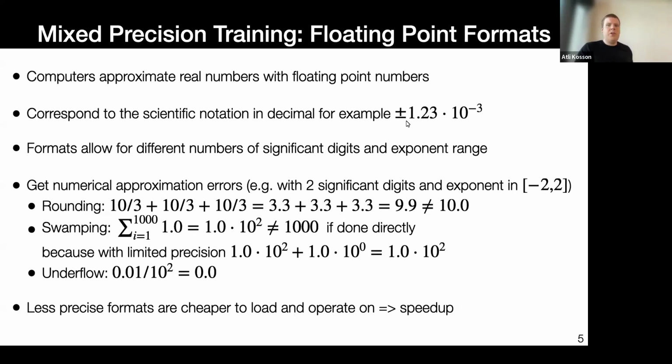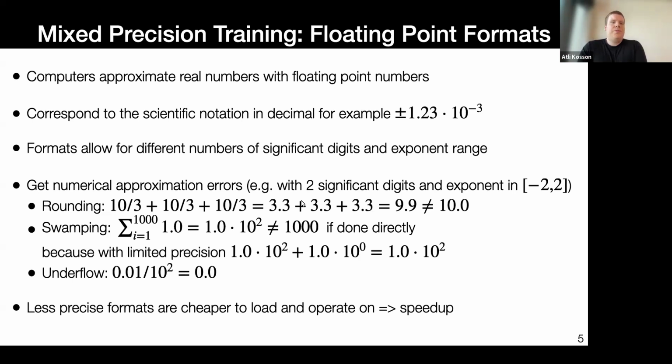You have a sign for the number. You have some sort of normalized number in the range from 1 to 10 for decimal, from 0 to 1 for binary, and then you have some exponent here. Essentially, different number formats will have a different number of significant digits and a different range for this exponent. So some number formats cannot represent, for instance, very large numbers or very small numbers, and other number formats cannot represent too many significant digits.